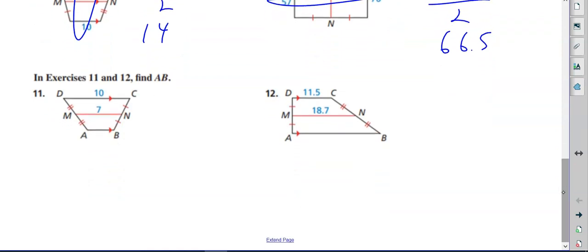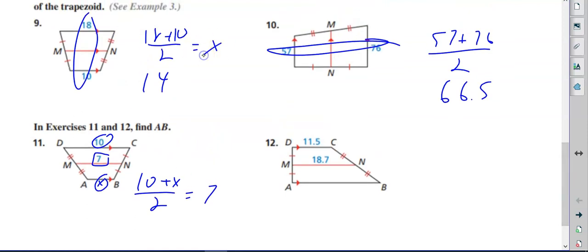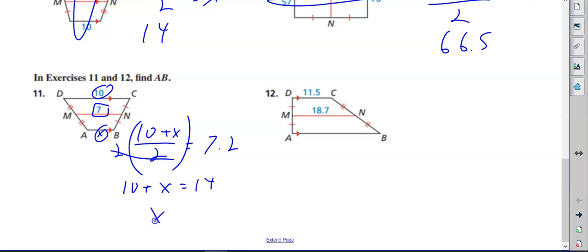Now, going the other direction, doing a little algebra here. Again, this and this average to this. So this plus this divided by 2 equals this. Same procedure as this, it's just we're swapping the x with one of the sides, one of the bases. So you start off by multiplying by 2, and that leaves the 10 plus x. It is not 20 plus 2x. The 2 cancels, that's why we did it. Equals 14, subtract 10, x equals 4.